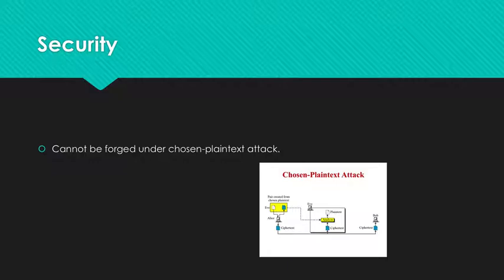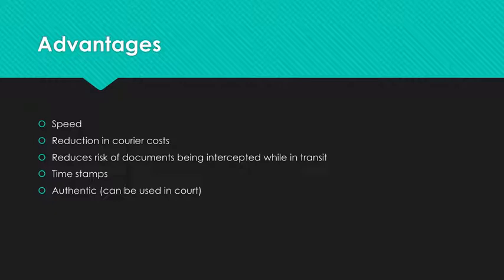And next we're going to talk about the advantages. Digital signatures have a number of advantages that include speed, since business operations do not have to wait for the physical papers to be delivered in order for transactions to be carried out. The digital signing then allows for a reduction in courier cost and reduces the risk of documents being intercepted while in transit. The signatures have timestamps that state clearly when the document was signed and hence is authentic and can hold up in court for some jurisdictions.